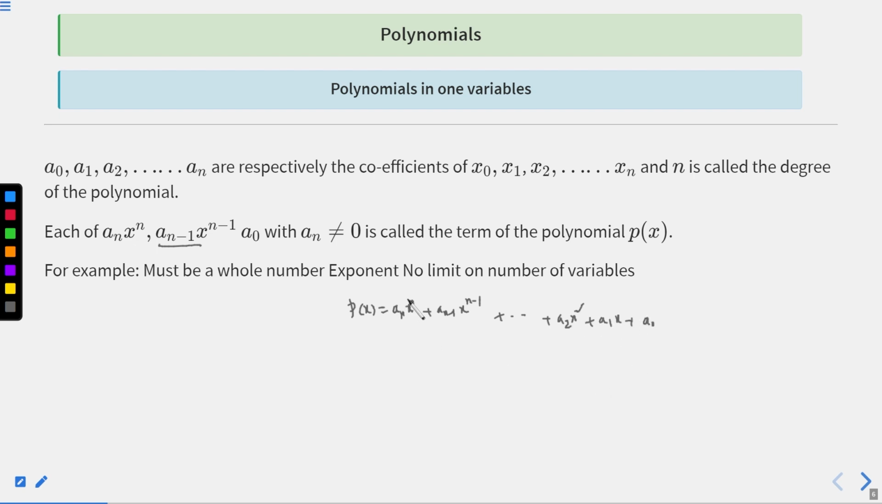Here we have an x to the power n, a(n-1) x to the power n minus 1, and so on, a2 x square, a1 x, and a naught. These are all called terms of the polynomial p of x. The exponent must be a whole number, with no limit on the number of variables. The power of the variable should be a whole number, otherwise the expression will not be called a polynomial in one variable x.